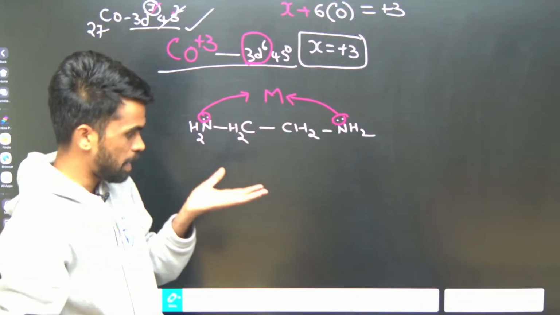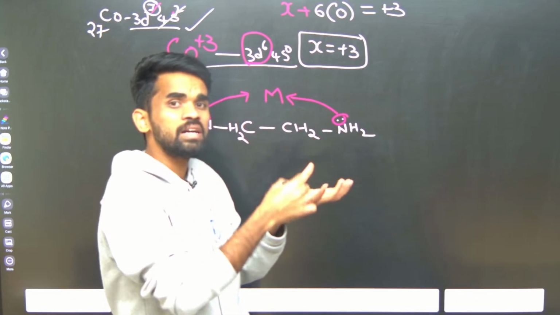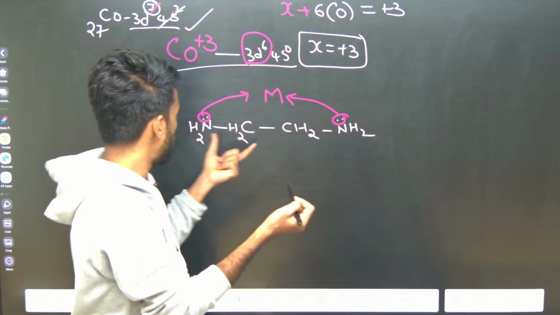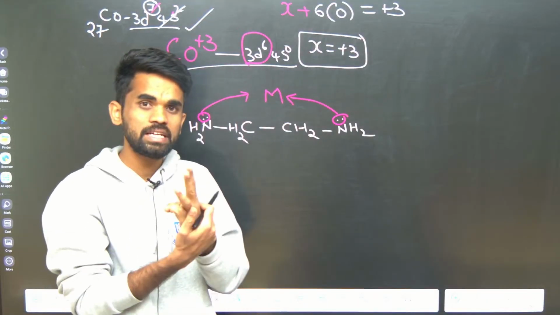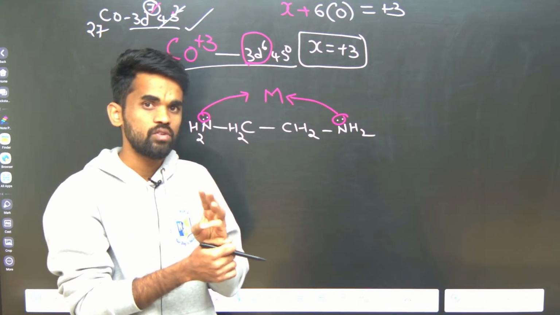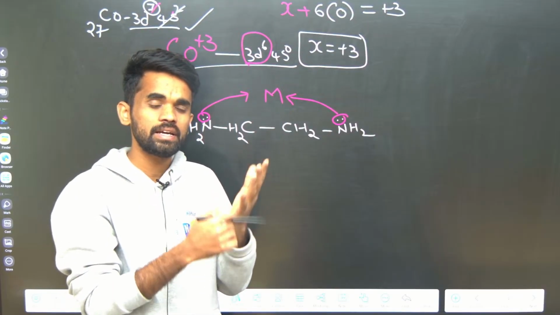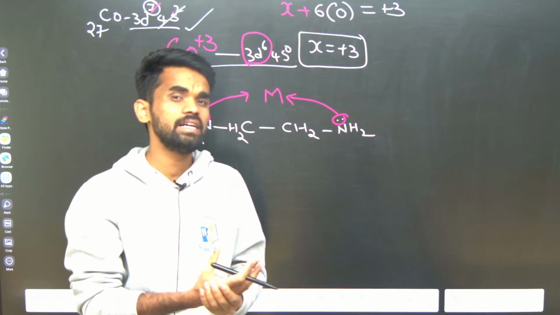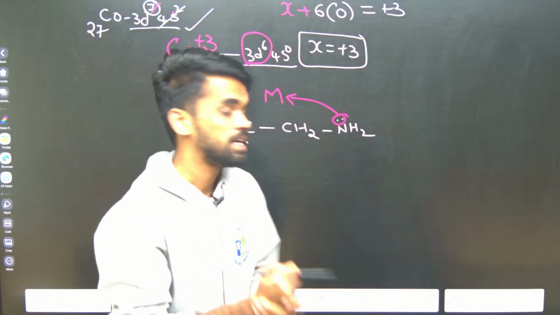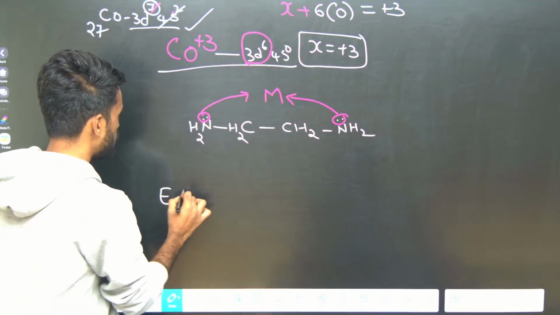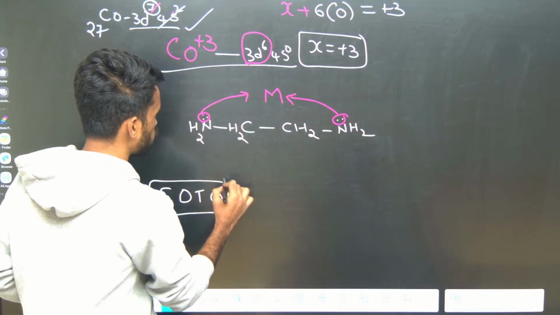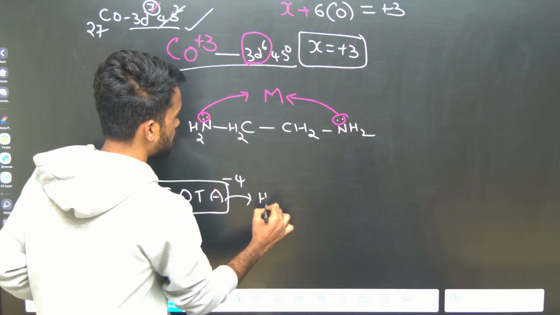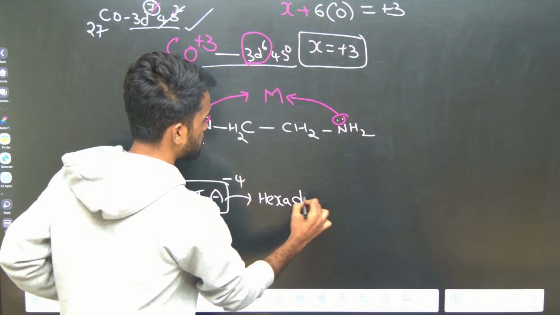So if a particular ligand has more than one donating site, like here where we have 2 donating sites, you can call this a bidentate ligand. If it has 3 donating sites, tridentate; 4, tetradentate; 5, pentadentate; 6, hexadentate. For hexadentate we have a very good example, that is EDTA, ethylenediaminetetraacetate. It is in the -4 state and acts as a hexadentate ligand.